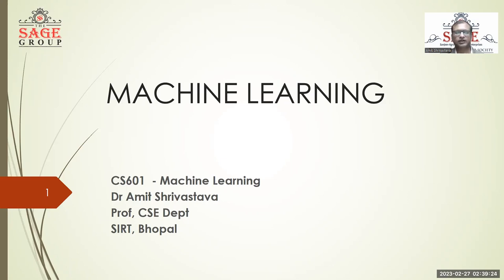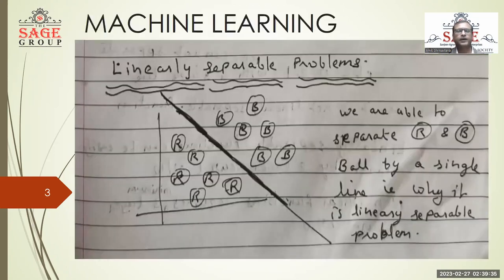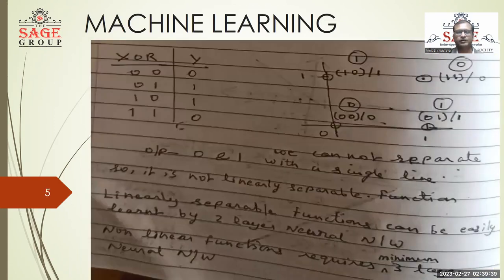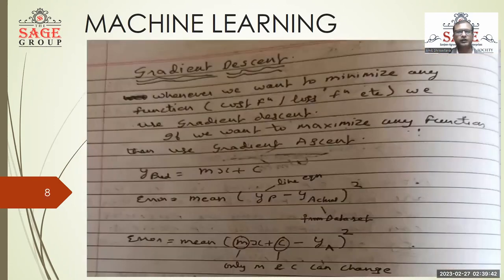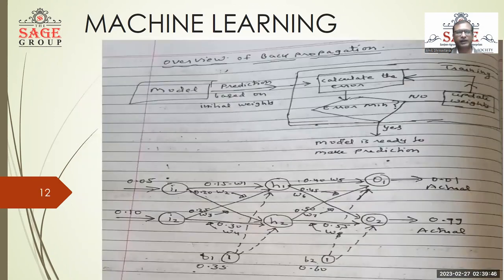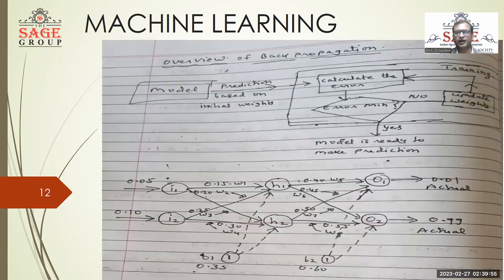So this is the second lecture on neural network, which is in continuation with my first lecture. Previously, we have already seen what are linearly separable problems, how the gradient descent principle works, what is the backpropagation technique, and how we apply the backpropagation technique in the neural network to solve this numerical, right?